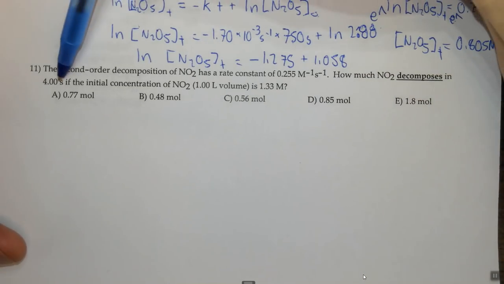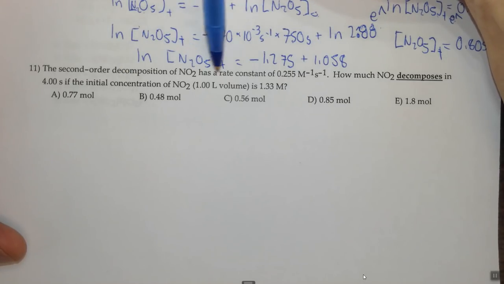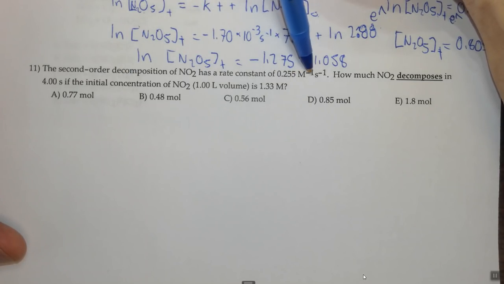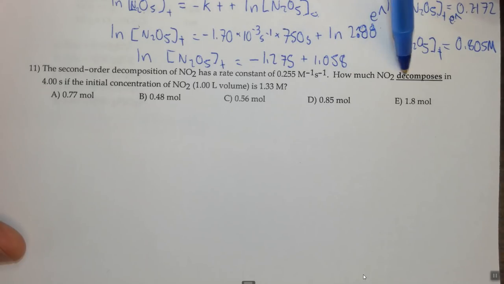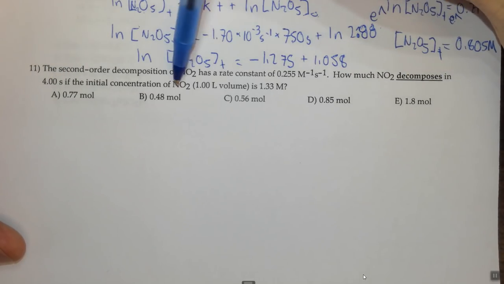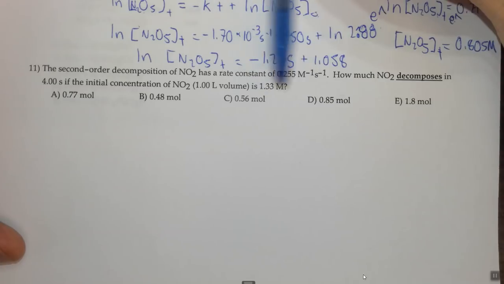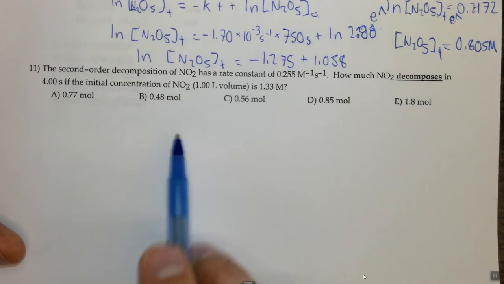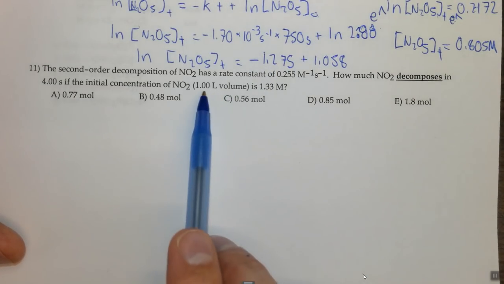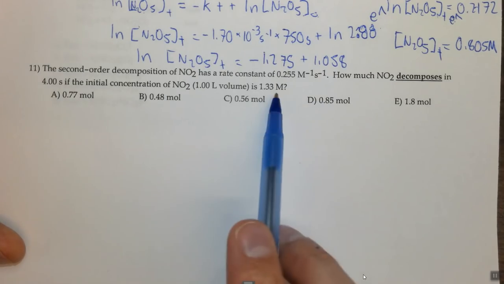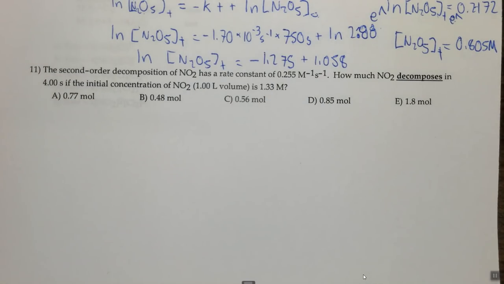Number 11 says, the second order decomposition of NO2 has a rate constant of 0.225, and it asks how much NO2 decomposes in 4 seconds if the initial concentration of NO2 in 1 liter is 1.33 molar. This 1 liter ends up being important at the end because since it's 1 liter, whether it's moles or molar, it's the same thing, right? There's the same number of moles as there is molarity if the volume is 1 liter. If a solution is 1 molar, that means there's 1 mole per liter. If it's 2 molar, there's 2 moles in a liter. So that's not super important, but it does play a role at the end.